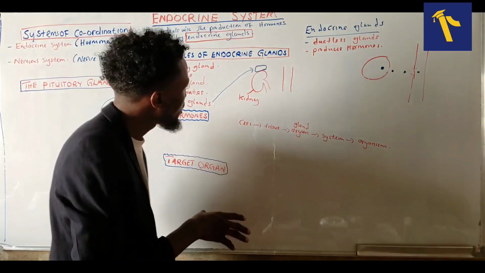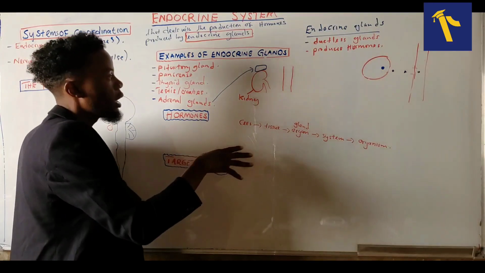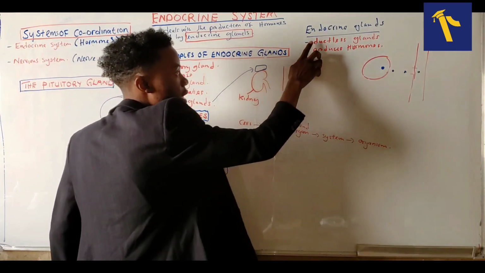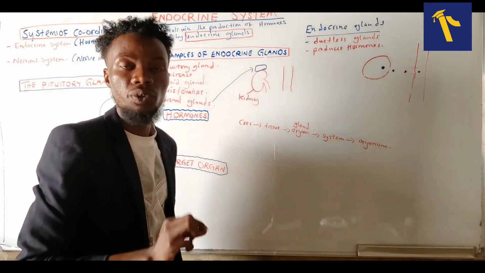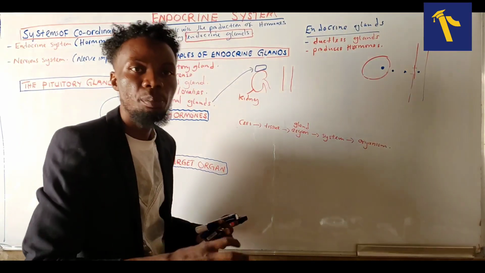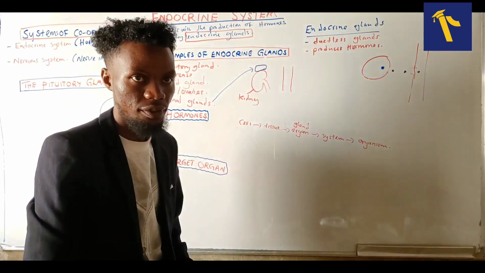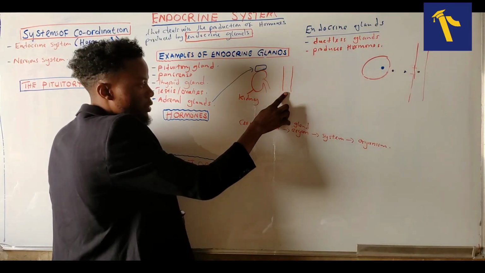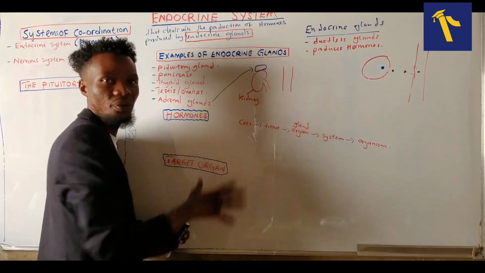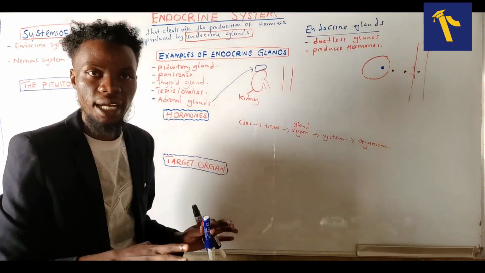Now, as we talked about here, we said these endocrine glands are ductless because they do not contain a duct where things will pass from and connect with a blood vessel. Same applies to the adrenal gland. As you can see, this is a blood vessel and this adrenal gland, they are not connected like that. There is no duct there.